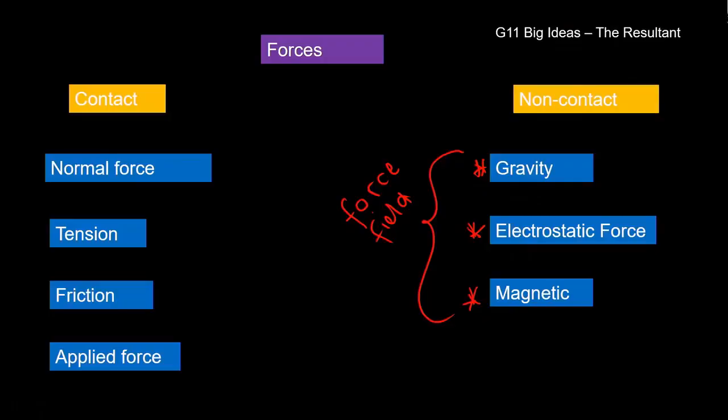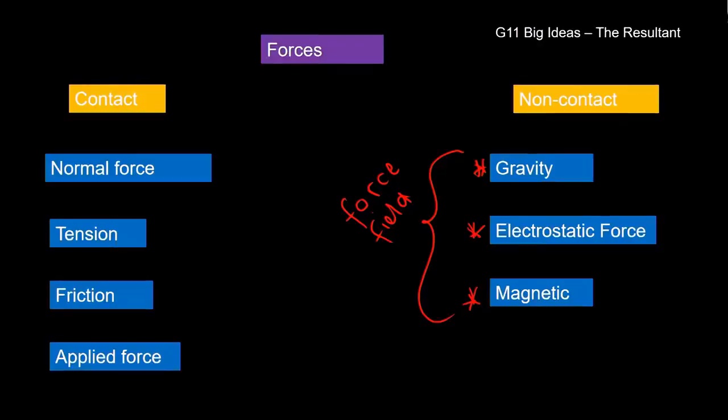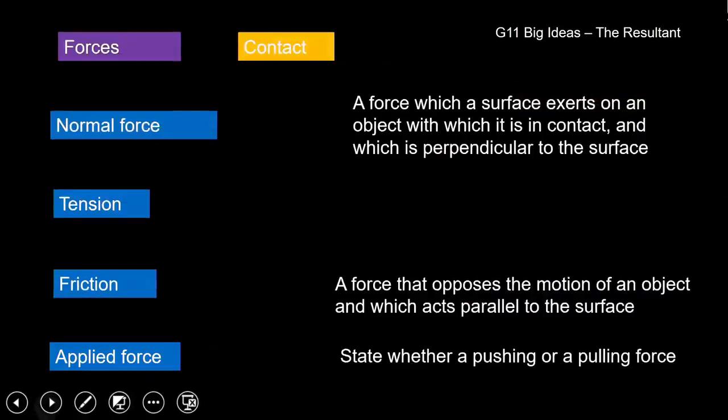Now, the contact forces. Contact forces are where two objects have to be touching. They have to be together in order for the force to exist, to be felt. So the first one here is a normal force. We're going to have a look at what that is. Then a tension force, a friction force, and an applied force. Those are all forces that come into play when the objects are touching. Let's look at the contact forces in a little bit more detail.